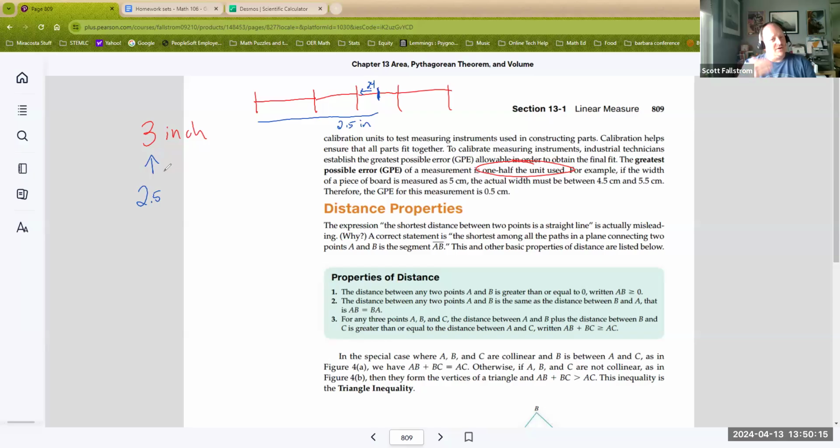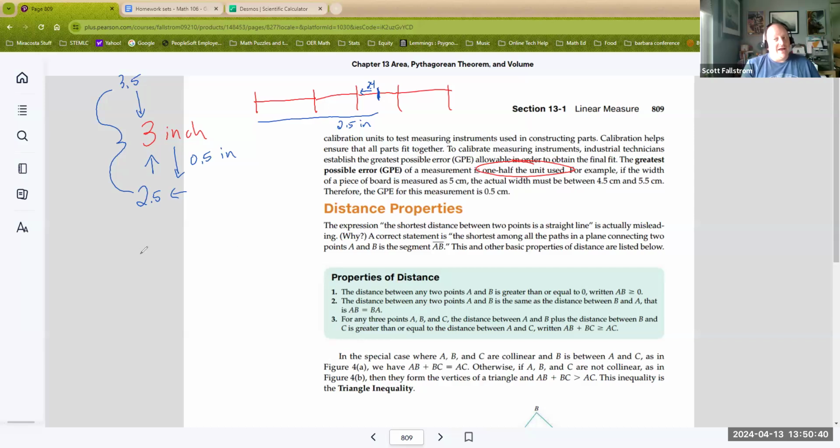Remember, 2.5 could have rounded up or down with the same piece. So 2.5 to 3, and up on the top end, 3.5, if you rounded that down, would be right there. So the things that would get you to 3 are everything in the middle here. So the greatest possible error would be half an inch, because that's what we're measuring in.